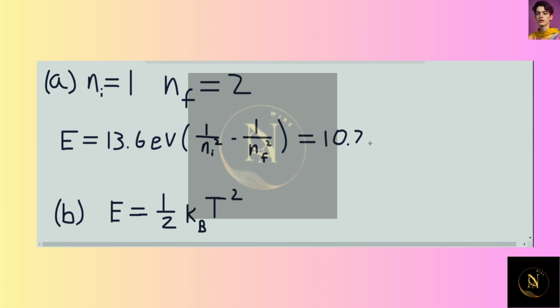But we notice in part B, we're trying to solve for the temperature T using the Boltzmann constant, which has SI units. So we want to convert from electron volts to joules. There's 1.6 times 10 to the minus 19 joule in every 1 electron volt. So this comes out to equal 1.6 times 10 to the minus 18 joules.